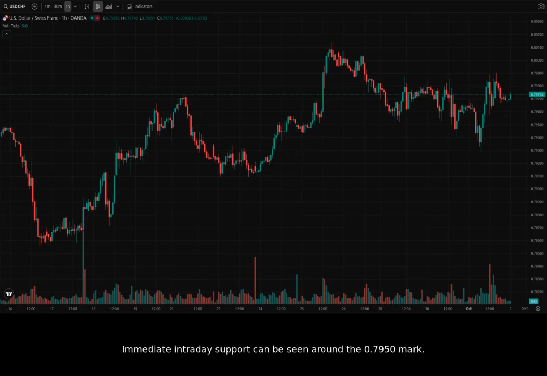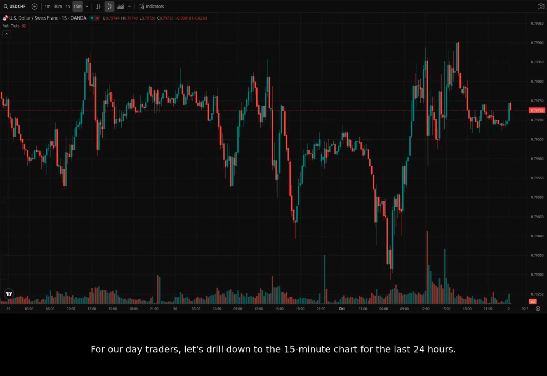Immediate intraday support can be seen around the 0.7950 mark. The primary short-term resistance is the recent swing high near 0.7990, just below that big 0.8000 figure. For our day traders, let's drill down to the 15-minute chart for the last 24 hours.